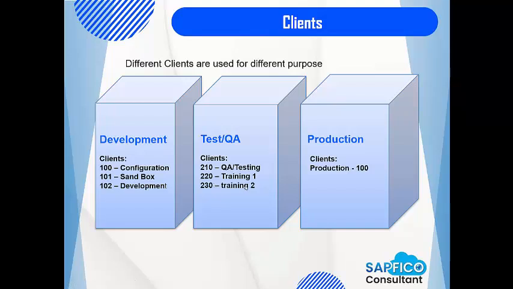So we can use different clients for training purposes so that data keeps getting refreshed daily from one particular client, for example a master client, into these clients, 220, 230 and all that. So we can have multiple clients within the test or quality system. And within the production system, we always have one client. So the client in this case is one client, production 100.